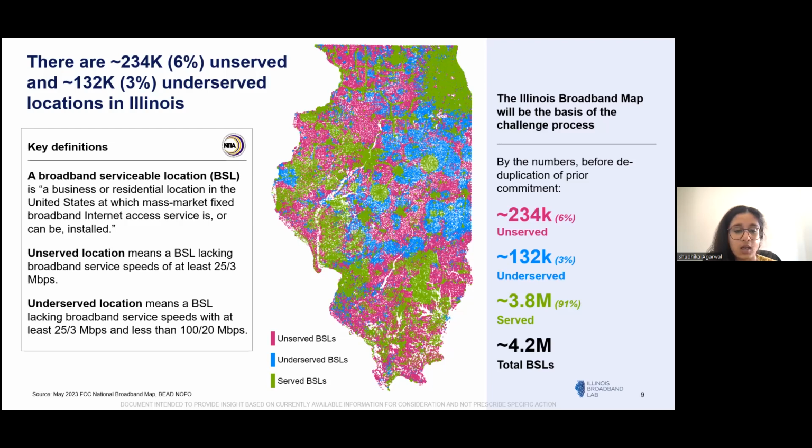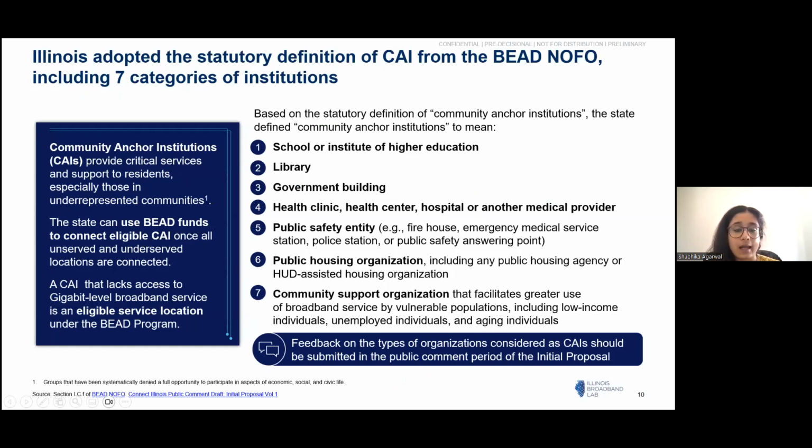Then looking at the unserved locations, these are locations that currently are reported to receive less than 25 by 3 megabits per second of fixed broadband service, and underserved is any location that receives between 25 by 3 and 100 by 20 speeds. Based on the current data, and this is prior to including any of the enforceable commitments or planned service, it's nearly 366,000 locations in the state that would be unserved and underserved. We have them represented in pink and blue on the map here, distributed across the state, and it's seemingly mostly the low density areas, accounting for 9% of the total 4.2 million locations identified in Illinois.